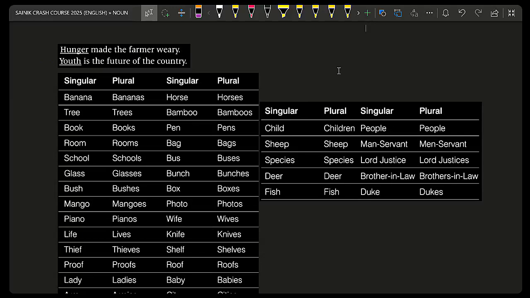People, people. Manservant, menservants. Lord justice, lord justices. Brother-in-law, brothers-in-law. Duke, dukes. So these are a few examples, some exceptions. So child, you should not say childs. It is plural, children. Sheep is not sheeps. It is sheep only. So like that. And then we have noun gender: masculine gender, feminine gender, common gender, neuter gender, and we discussed some examples also.